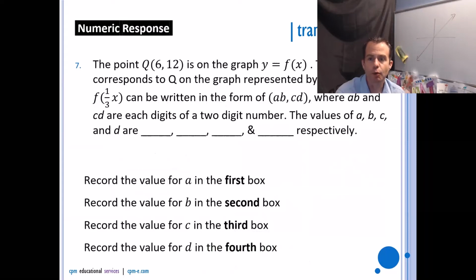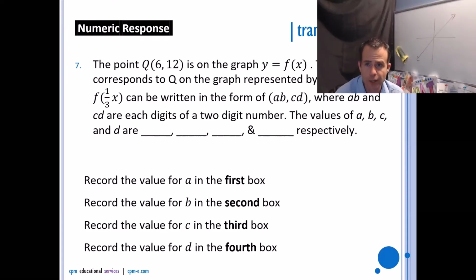Okay, the point Q, which is (6, 12), is on the graph of y equals f of x. The point that corresponds to Q on the graph represented by y plus 1 equals f of 1 over 3 x can be written in the form (AB, CD), where AB and CD are each digits of a 2-digit number. The values of A, B, C, and D are. Okay, so I just have to figure out what the new point is.